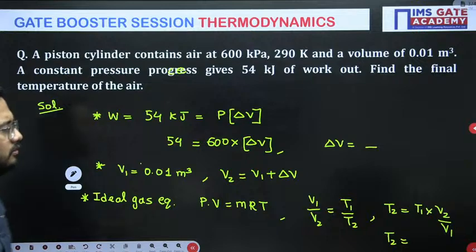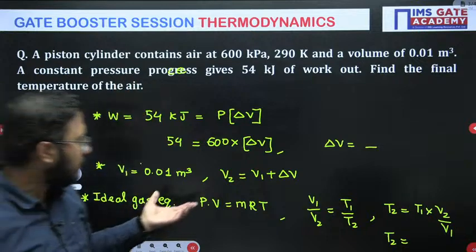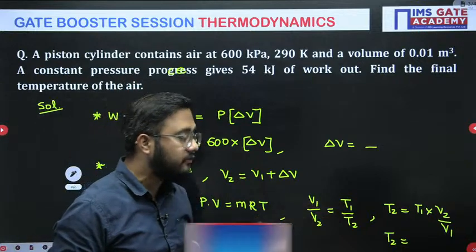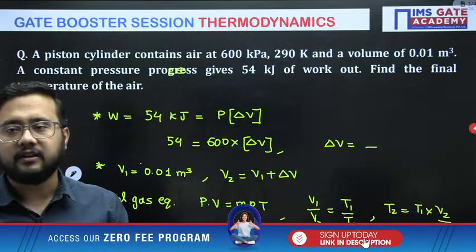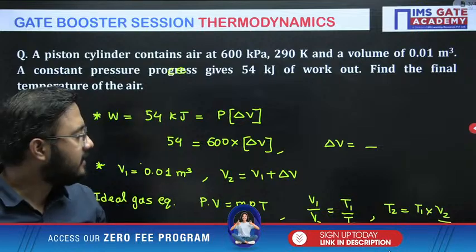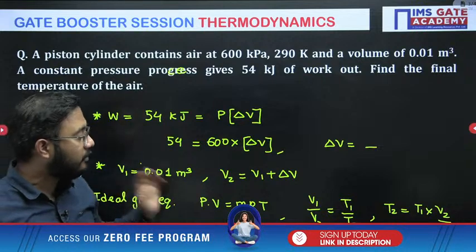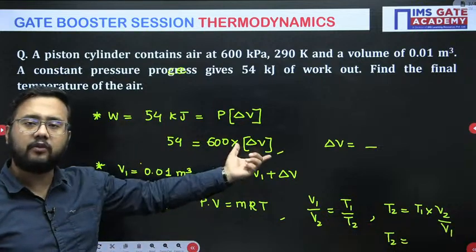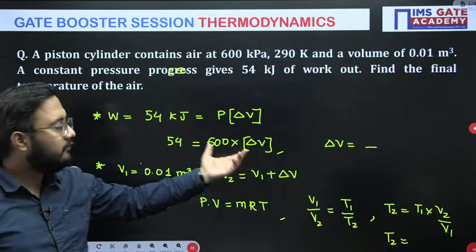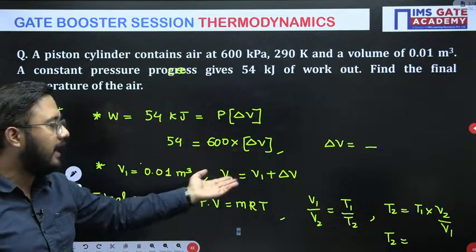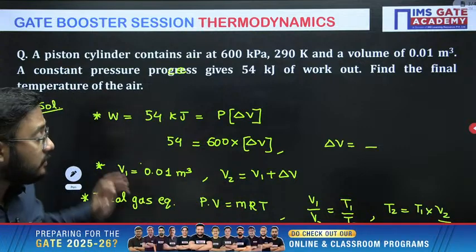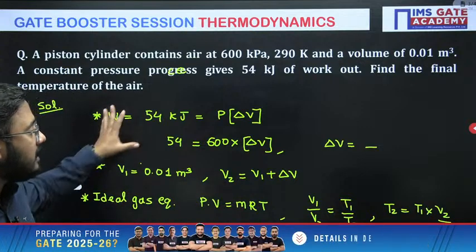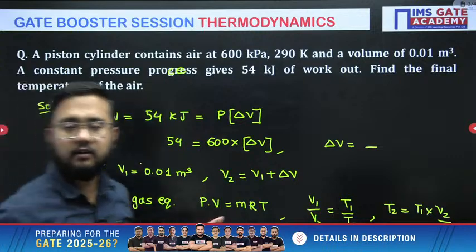Okay. So you need to understand, using ideal gas relation, this is the relation we are having. But how to calculate V2? The data given was the work done. So from the work done, we get the change in volume, which we have calculated. So initial volume, if I add with the change in volume, we will get the final volume also. Right. So this is very important to understand, how to utilize the given data.